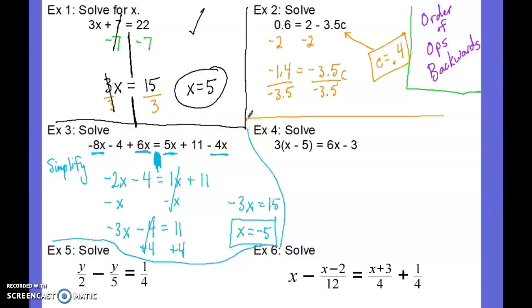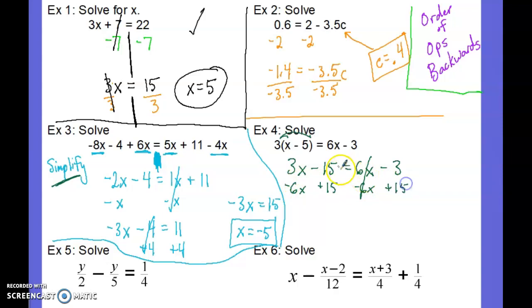The next one, again, I would simplify first, and you simplify by distributing. So we're at 3x minus 15 is equal to 6x minus 3. And maybe this time I'll show you that you can do 2 steps at once. For instance, I can subtract 6x to the left side. If you remember, that was my preference on getting x's to the left side. And I can add 15 to the right side.